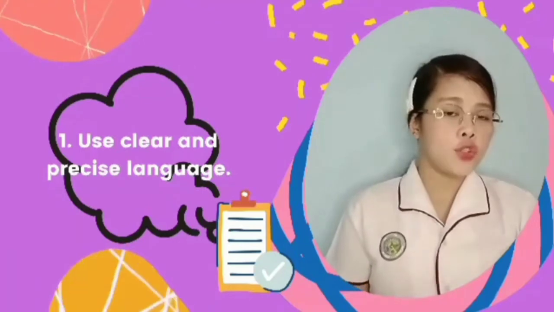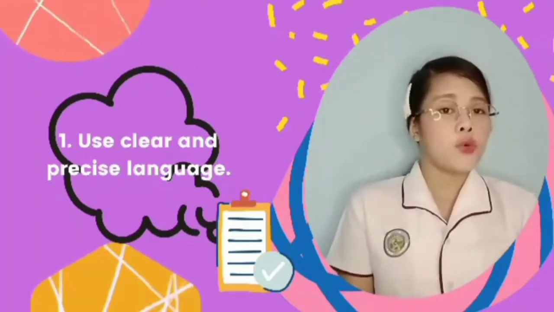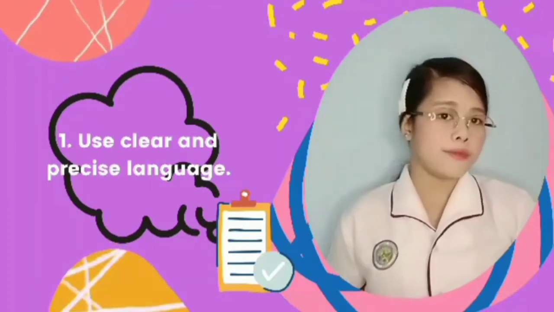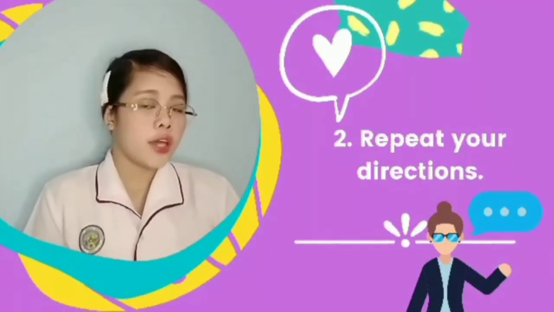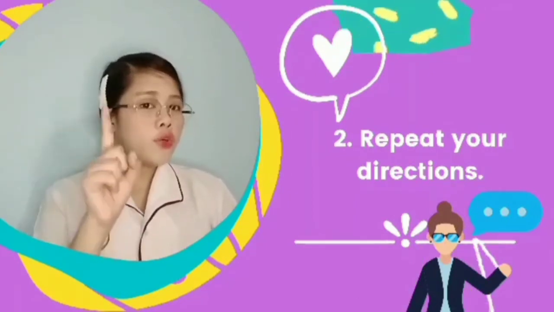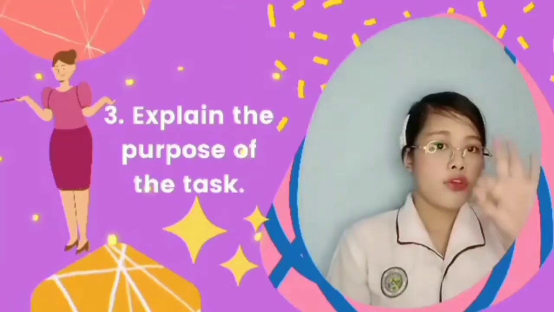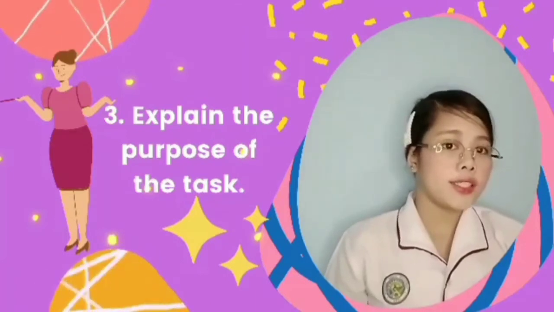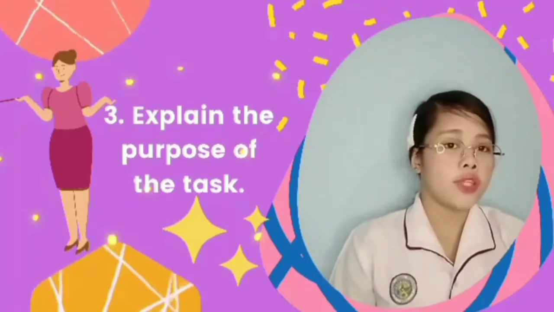It is advised to use short, complete sentences and precise terms so that the students will be able to understand what is expected to them. Second, repeat your directions. Some repetition and redirection can ensure that the students understand what to do. You can also demonstrate the task for fast comprehension. Third, explain the purpose of the task. Connect it to the students' existing knowledge and previous lessons so that the students will feel more confident about tackling the task.